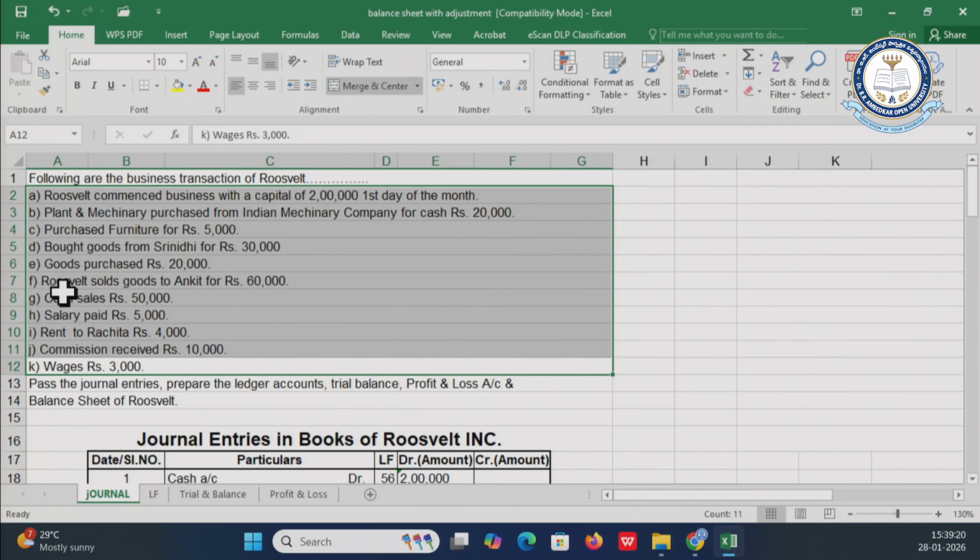And look at this: Roosevelt sold goods to Ankit. Roosevelt is an artificial company, and Ankit is a natural person. So two persons, one natural and one legal, are interacting. One person is giving and another is taking. The account giving is credited, the account taking is debited.